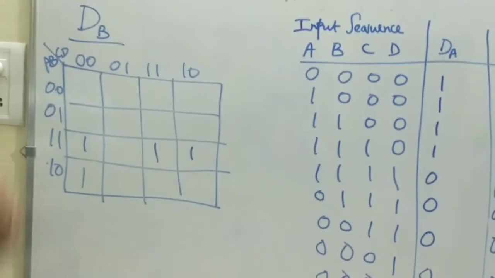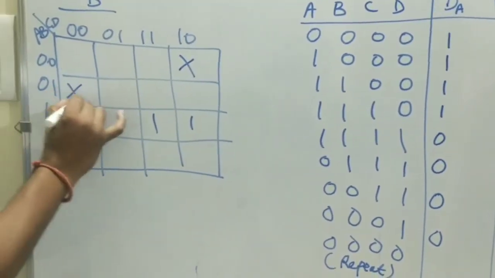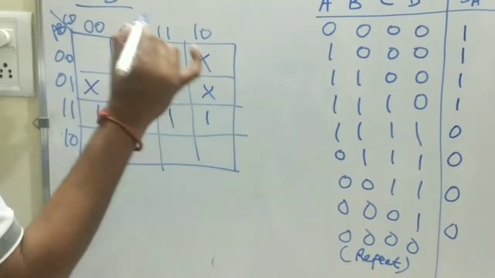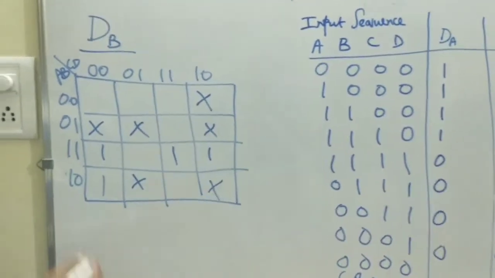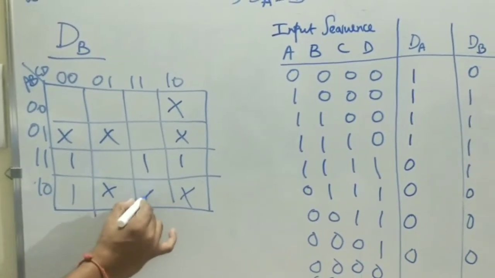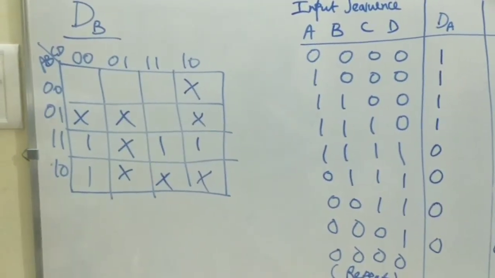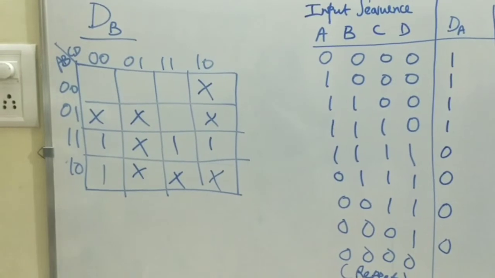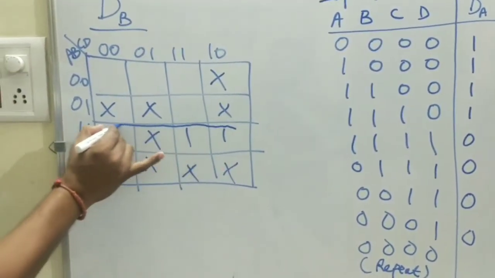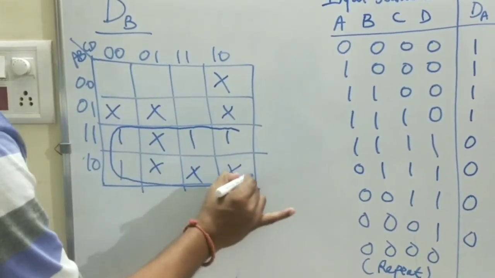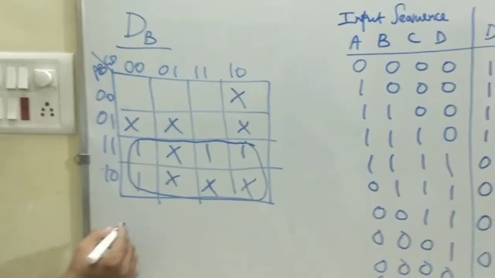Then we need to fill up the don't care terms: 2, 4, 5, 6, 9, 10, 11 and then 13. Okay, so what we can do, we can form an octet, right? Our aim is to cover all the ones. We need not bother about the don't care terms. So we have formed the octet.